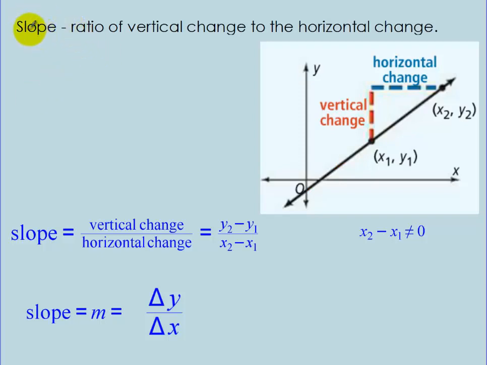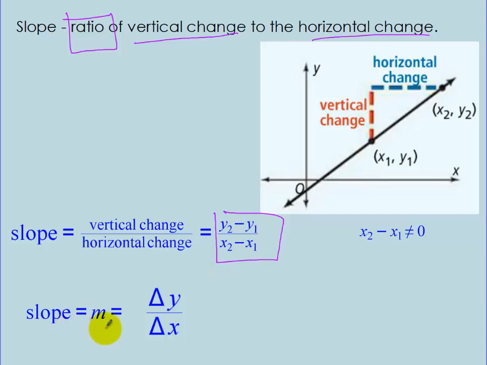The slope of a line is the ratio of vertical change to horizontal change. This forms a fraction: how much you go up between two points, to how much you go to the right. We can write that as vertical change divided by horizontal change, or y2 minus y1 over x2 minus x1 if we have two different points.